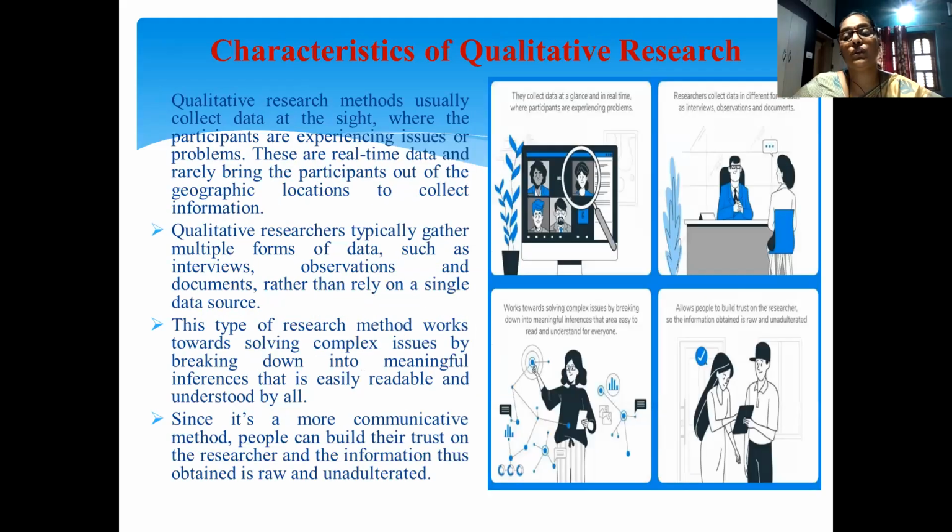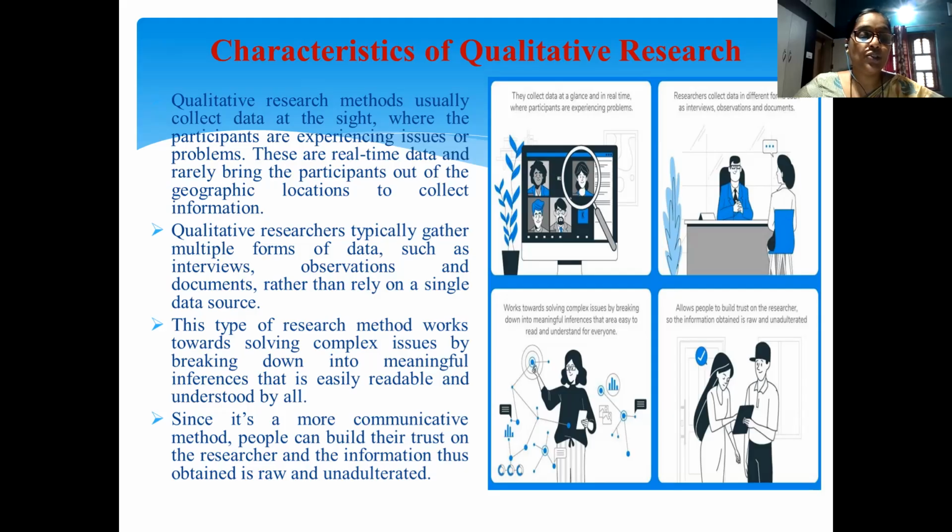The characteristics of qualitative research. Qualitative research methods usually collect the data at a site where the participants are experiencing issues or problems. These are real-time data, and rarely is the participant brought out of the geographic location to collect the information. And the second characteristic is that qualitative research typically gathers multiple forms of data such as interviews, observations, and documents rather than relying on a single data source.